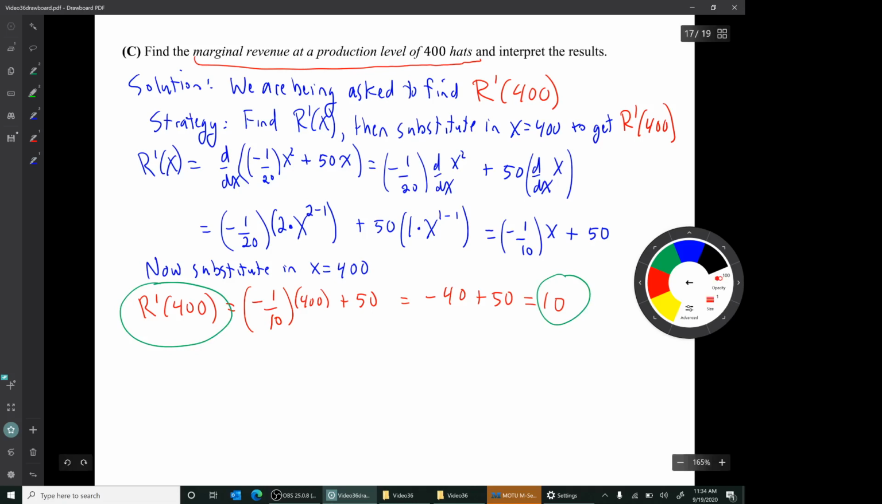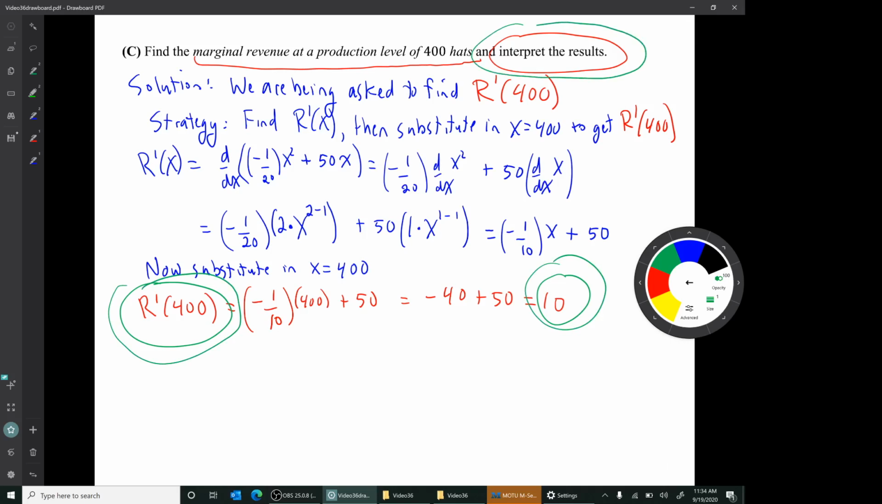Now, the next part of this question says to interpret the results. That is, what we have circled here is a mathematical result, R'(400) = 10. To interpret those results means that we have to explain what they tell us about the selling of hats.